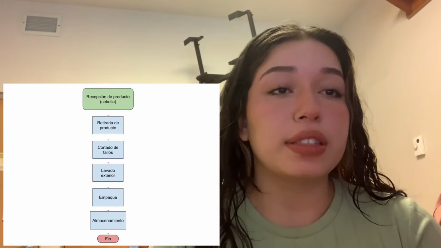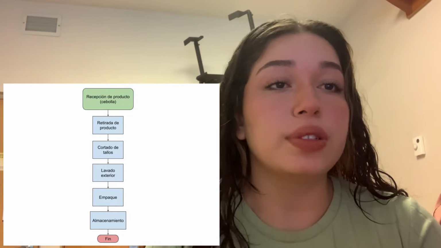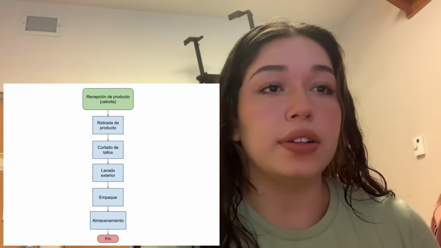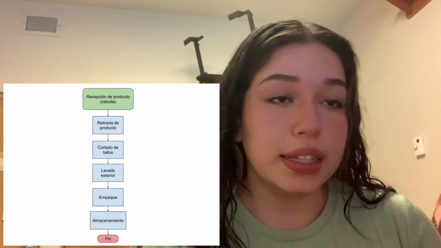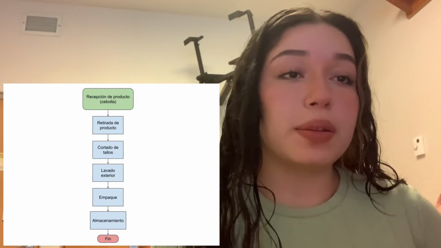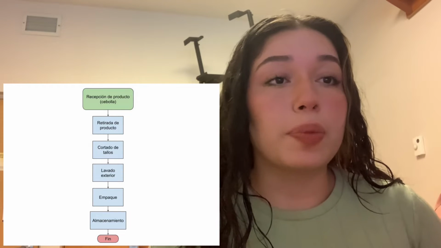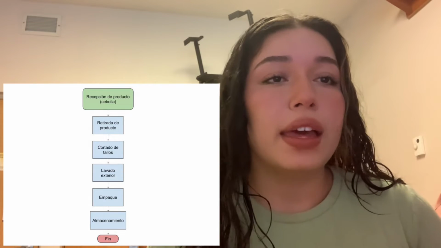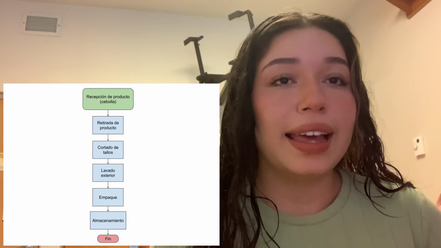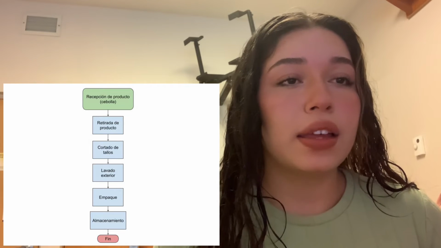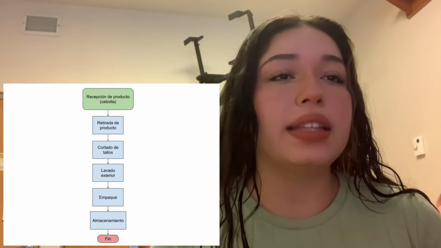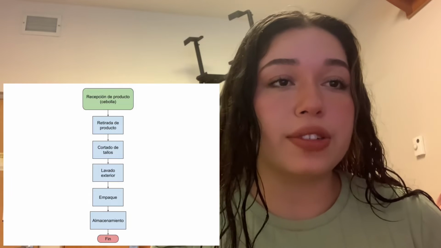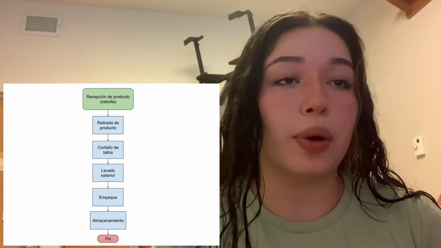It starts with the reception of the product, which is when we receive the product after it's been harvested in the field, in this case, the onion. The next step is the product withdrawal, where the product, after it was received, is checked for good quality and then transferred to the workspace for the next stage. Next step is the stem cutting, which is pretty straightforward, where we cut the stems of the product.